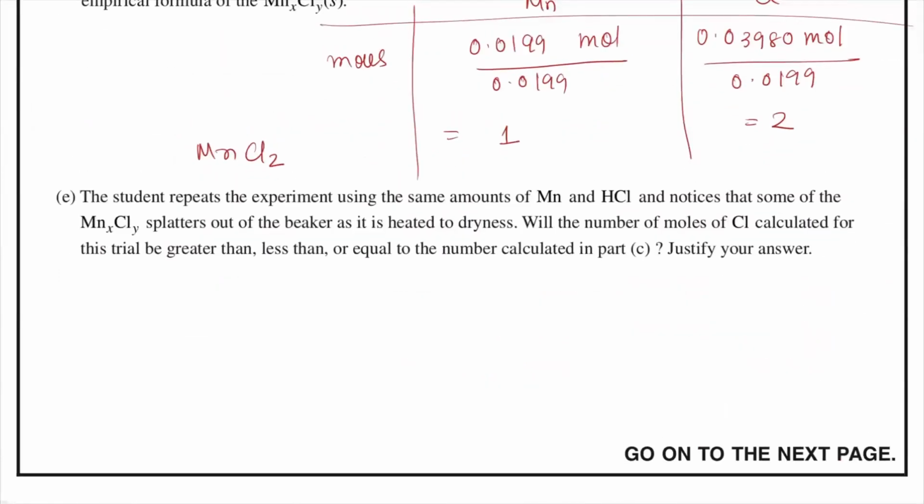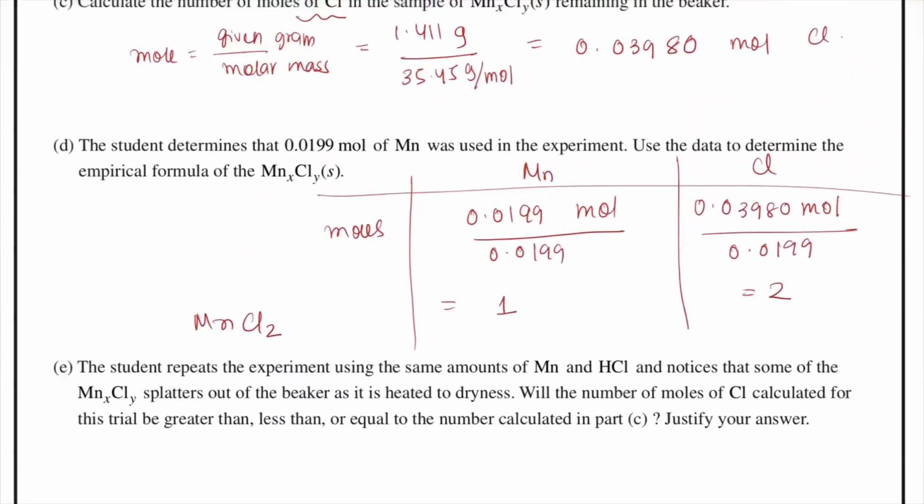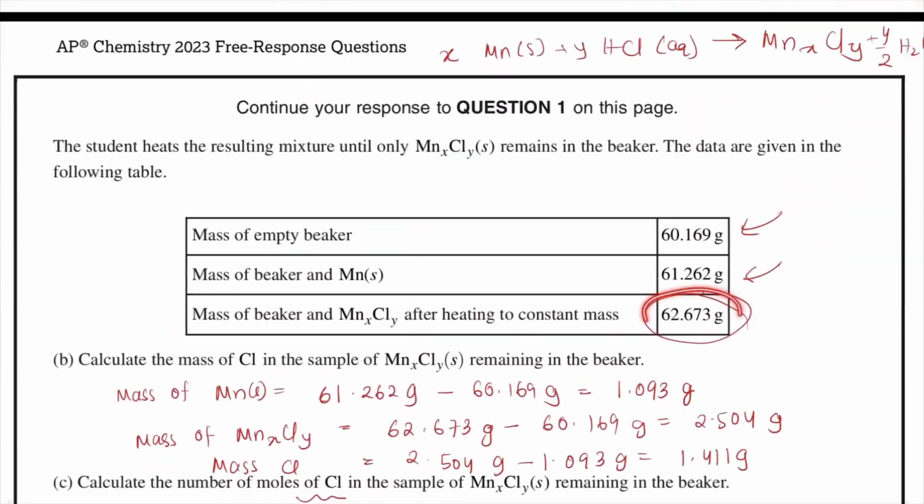Okay. Now, a student repeats the experiment using the same amount of manganese and HCl, and notices that some of the MnCl2 sputtered out of the beaker as it heats to dryness. Will the number of moles of Cl calculated in this trial be greater than, less than, or equal to the number calculated in part C? And we need to justify our answer. So basically what they say is that the amount here is going to be lesser than the amount given here in the second experiment.